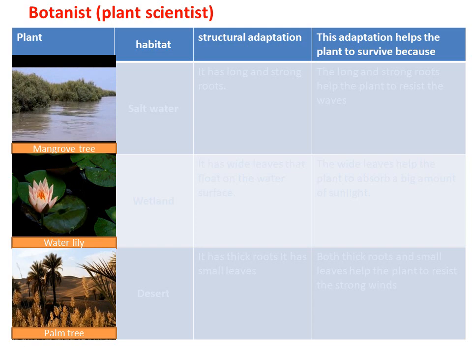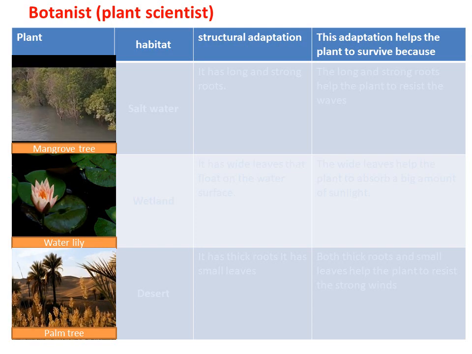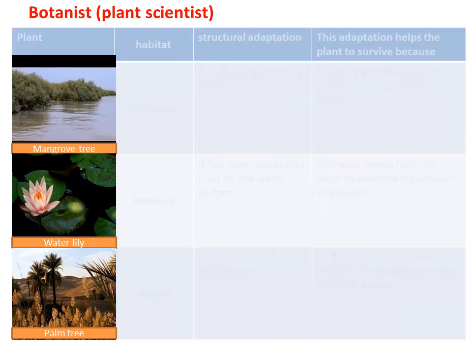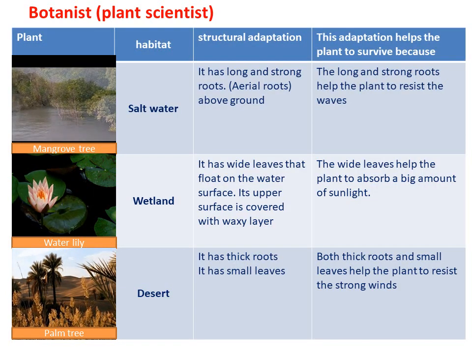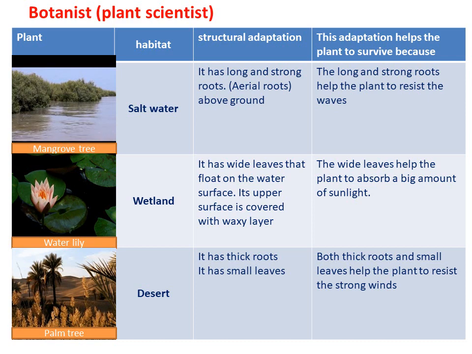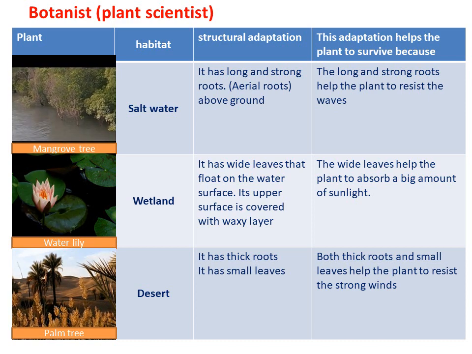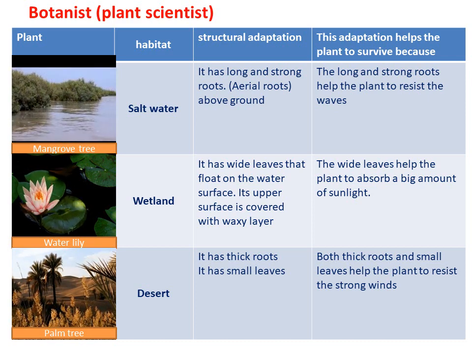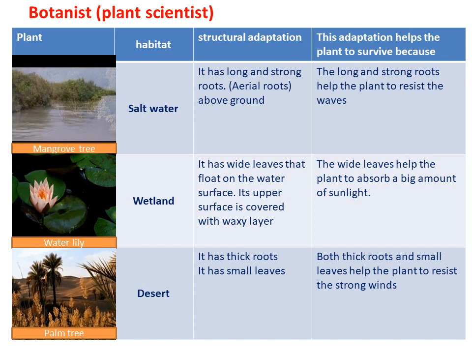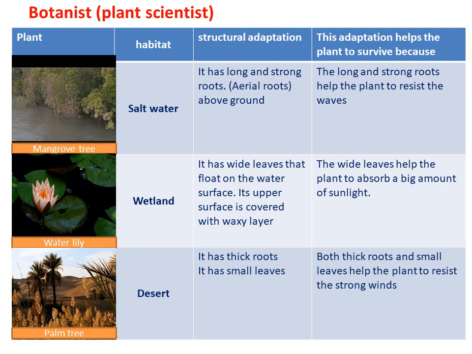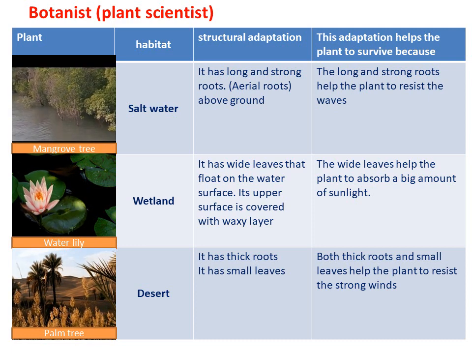Palm trees. Of course, the habitat is the desert, and they have thick roots. It has small leaves, and both thick roots and small leaves help the plant to resist the strong winds. So the thick roots and small leaves help the plant to resist the strong winds of the desert.